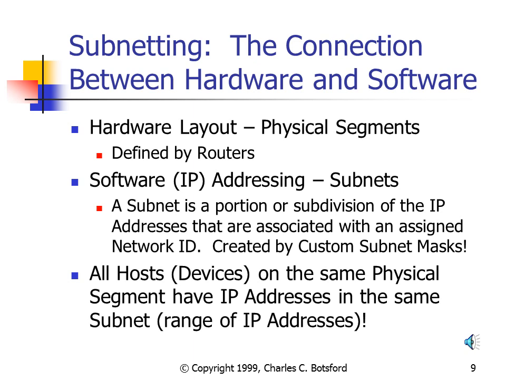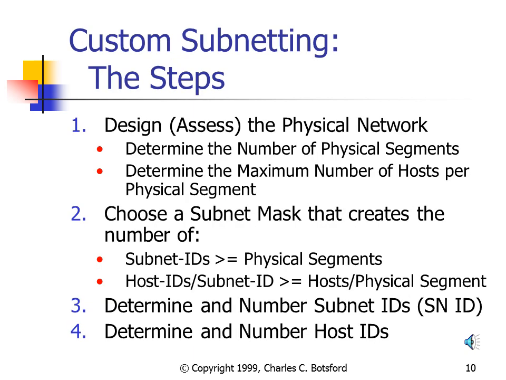There are essentially 4 steps to custom subnetting. The first step is to design the physical network. In many cases, the physical network may be already designed for us, and what we need to do is determine, first, the number of physical segments on the network. Then second, we have to figure out the maximum number of hosts on each physical segment.